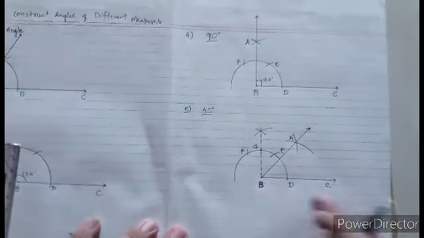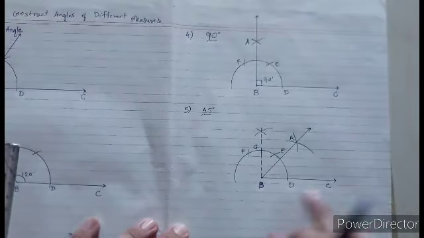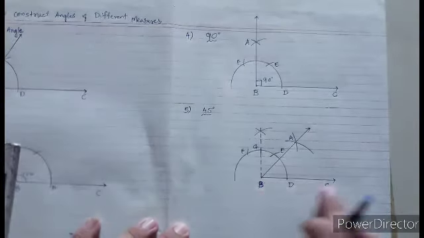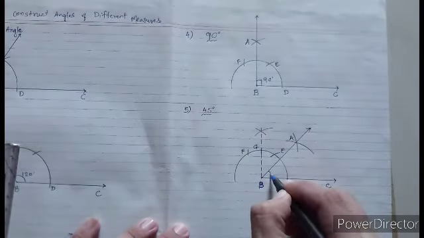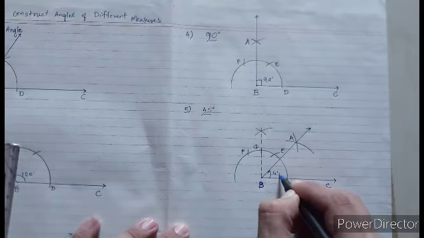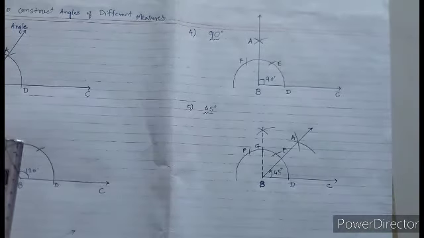So here angle ABC is obtained by constructing the bisector of the 90 degree angle, and this angle is a 45 degree angle. So this is the one method to obtain a 45 degree angle.